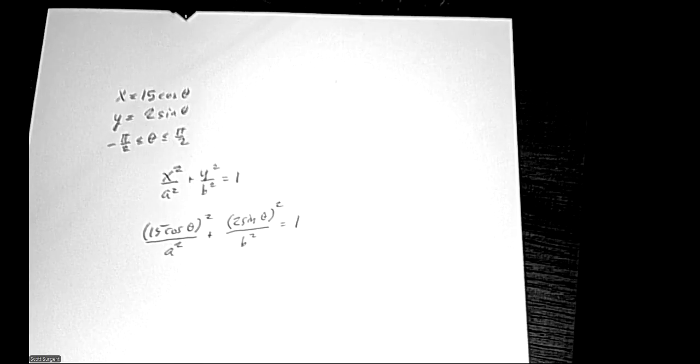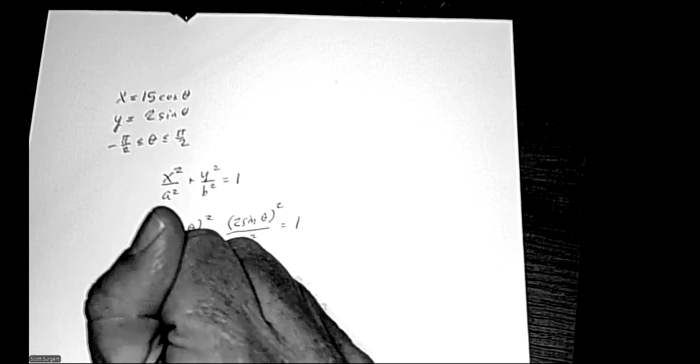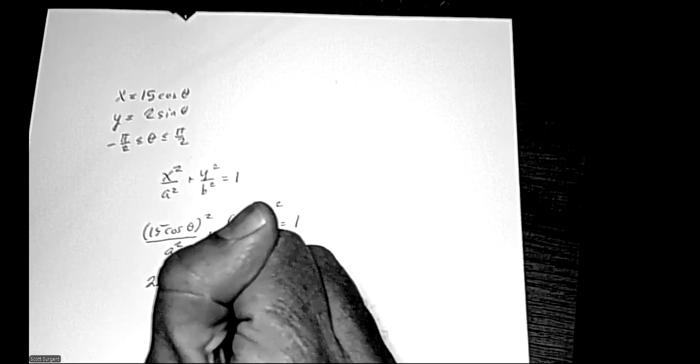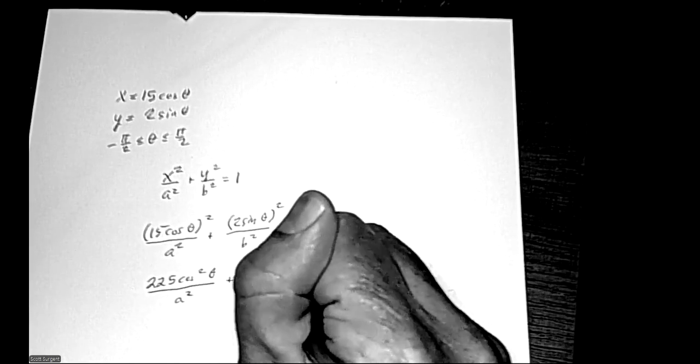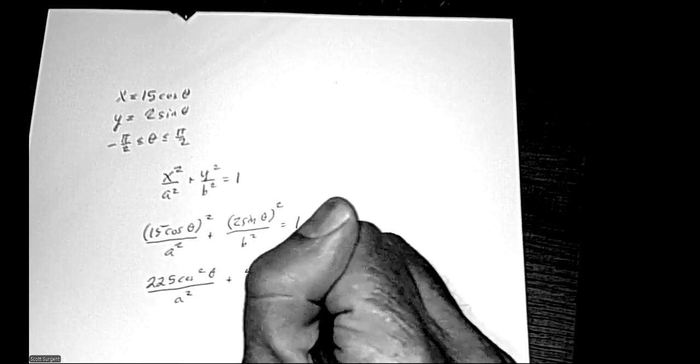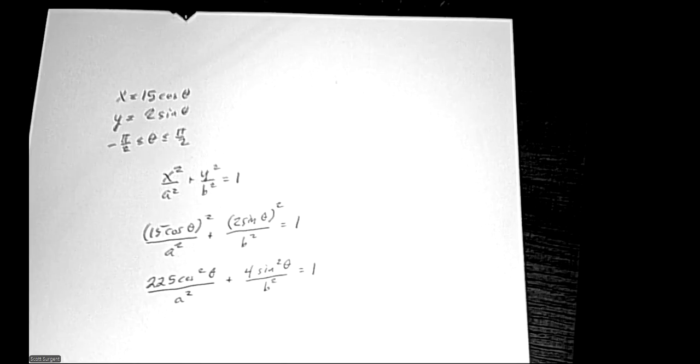One thing you can do right now is just plug them in. That'll get you started. There's a couple ways to do this kind of problem. You can construct it heuristically, or we can work it out in the fashion you see right here. Since I've already plugged them in, I'm going to go with it. So I'll get 225 cos squared theta all over a squared plus 4 sine squared theta all over b squared equals 1.